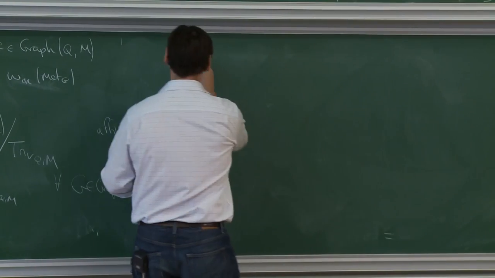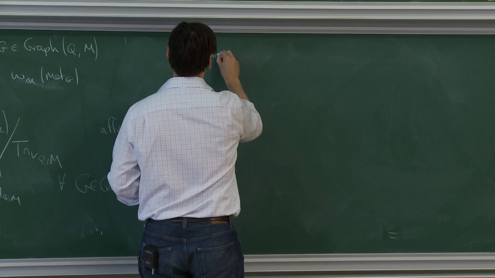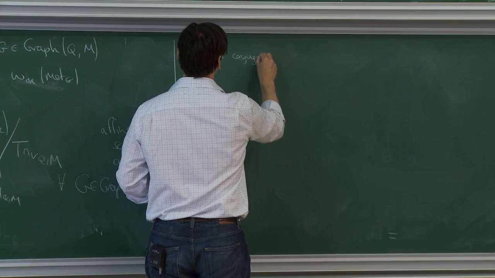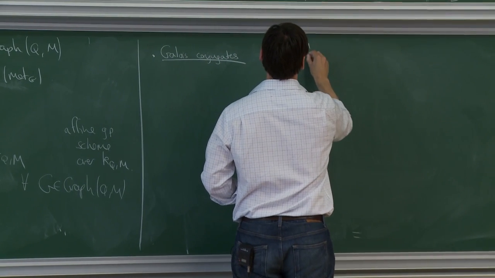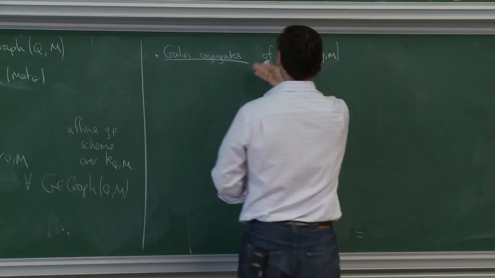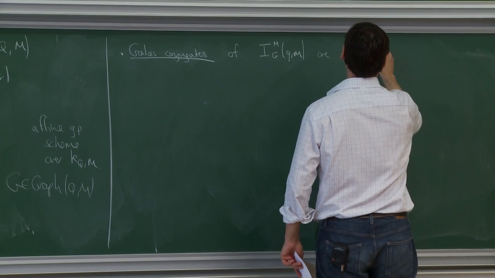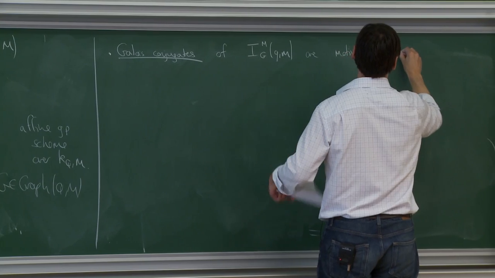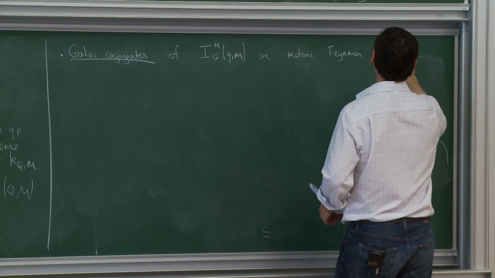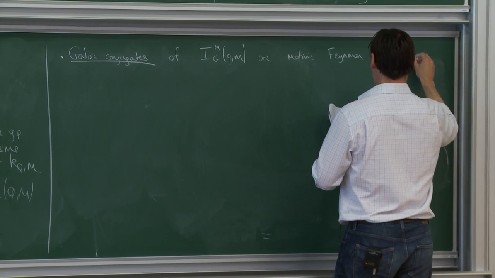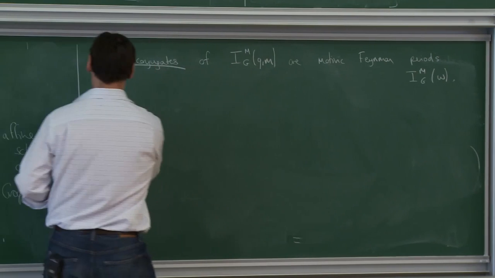Okay, so some consequences, and then we'll have a break. The first remark is: what are the Galois conjugates of the Feynman amplitude, the original one we're interested in? The Galois conjugates of a convergent Feynman amplitude are the motivic Feynman periods. So if you're interested in the structure of the periods, you're forced to consider these more general types of integrals, I^M(G, omega).